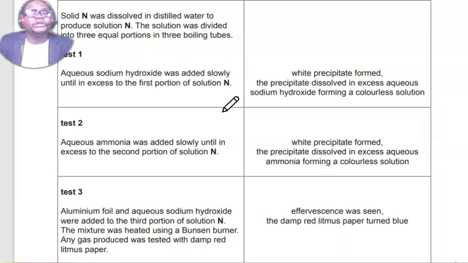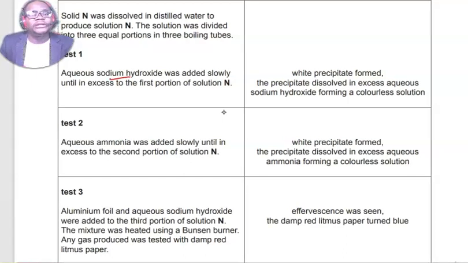Solid N was dissolved in distilled water to produce a solution, and the solution was divided into 3 equal portions. Now to the first portion, you can see you use your sodium hydroxide, pour it into the solution until excess. That gives an idea that you are testing for cation. You use sodium hydroxide, so when you pour sodium hydroxide into a solution, you are watching out for formation of precipitate. So a white precipitate was formed here, and the precipitate was soluble in excess, dissolved in excess.